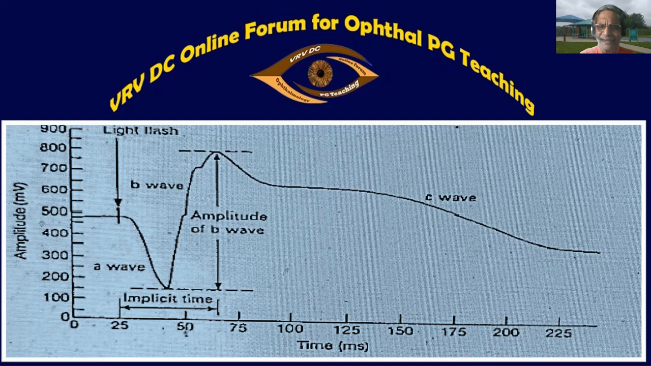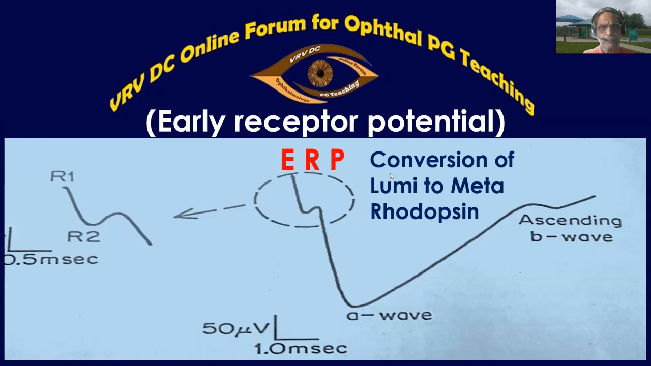I told you about the C wave; of course, we don't routinely detect the C wave. Earlier I told you about the ERP, the early receptor potential. The A wave is the starting point. Before the A wave, there is some wave. Can you see this wave? This wave is called the ERP, the early receptor potential. What does it mean? I told you, it is the conversion of lumi to meta-rhodopsin. These are all part of the rhodopsin cycle.